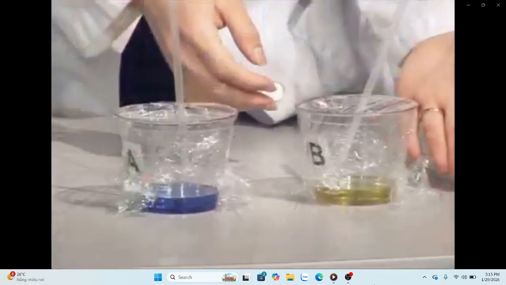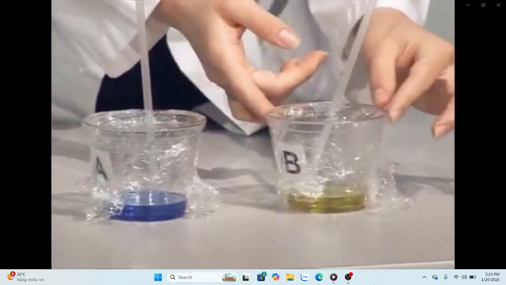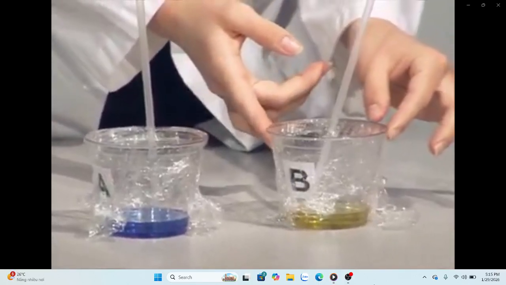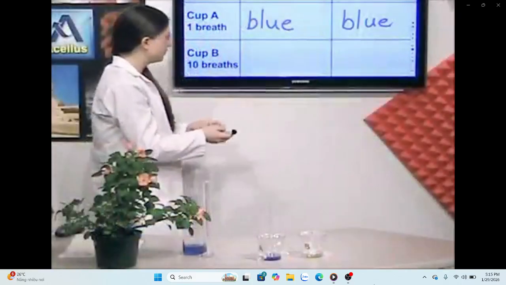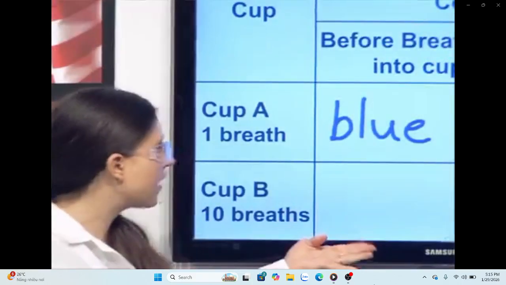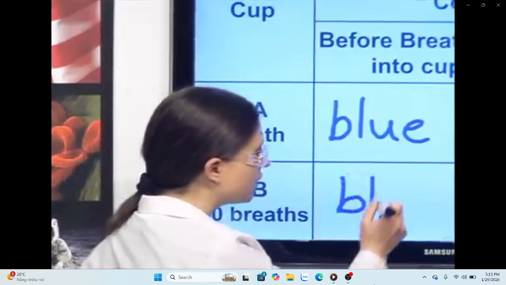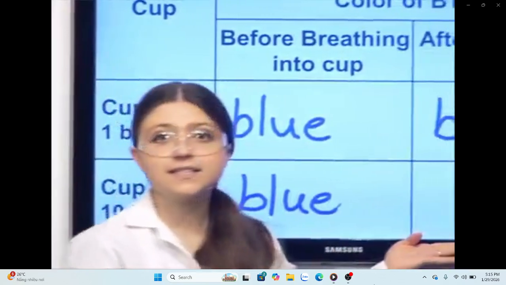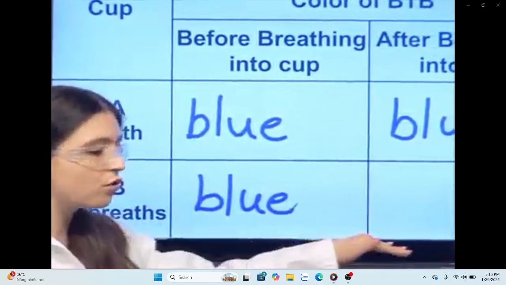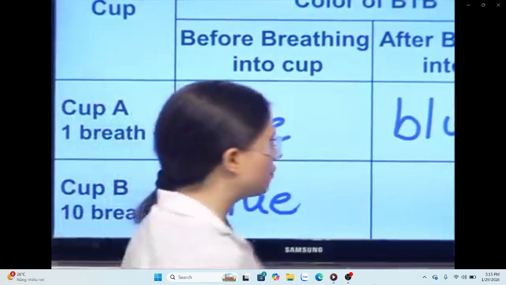The color of cup B is no longer blue. It's now yellow. So before we blew into cup B, it was blue, just like the first cup. But after we blew into it 10 times, it was no longer blue, it's now yellow.